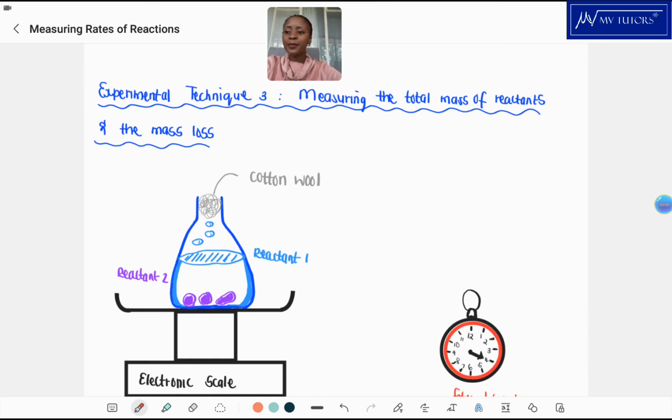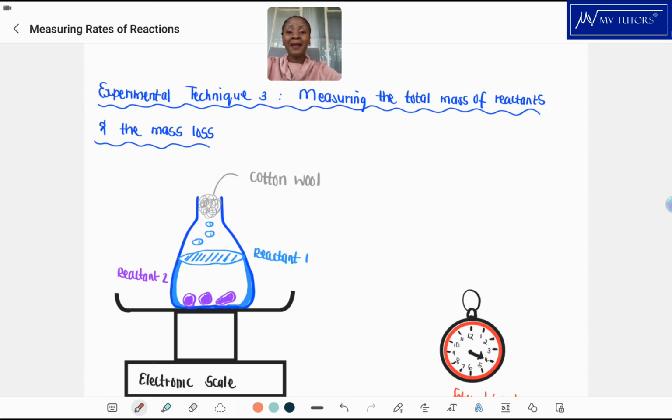Here you basically have, again, your flask with your reactants, and we've placed cotton wool so that when your gas or bubbles form, they don't escape completely. But it's hindering the rate at which the gas can come out, because otherwise the bubbles just go out completely, and then it's quite difficult to measure. So you have your flask, your reactants, and your cotton wool, but the gas will still escape through it. And then we have our electronic scale.